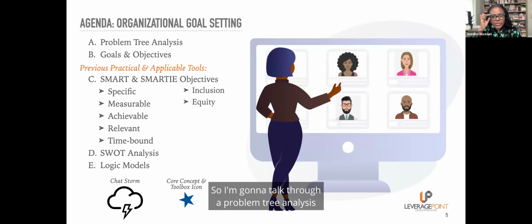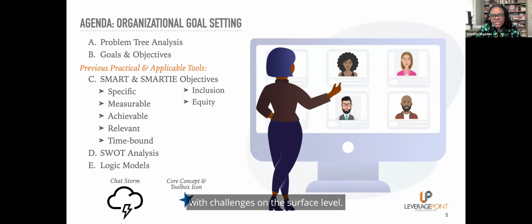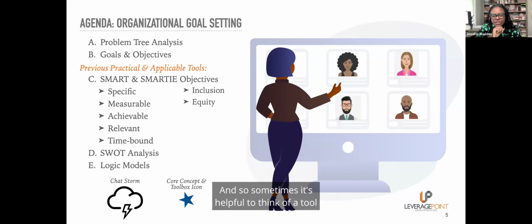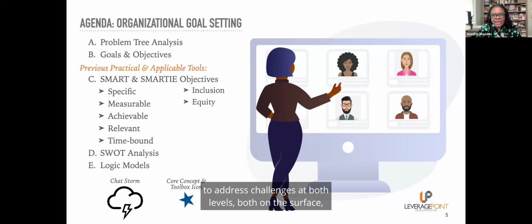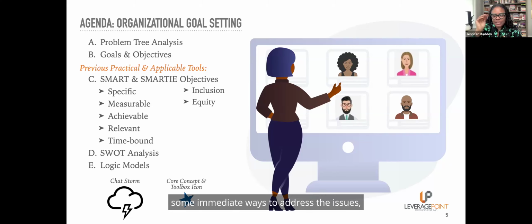So I'm gonna talk through a problem tree analysis because I think that we often deal with challenges on the surface level. And so sometimes it's helpful to think of a tool that can help us think about challenges at the surface level as well as at the roots. And when we can do this, it really can be a powerful tool. And it reminds us that maybe we need to address challenges at both levels, both on the surface, some immediate ways to address issues, but also at the roots.